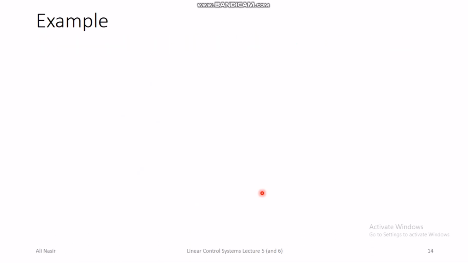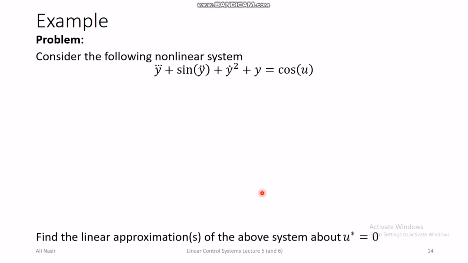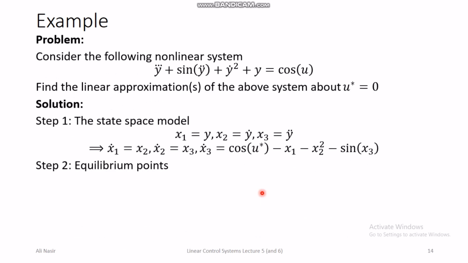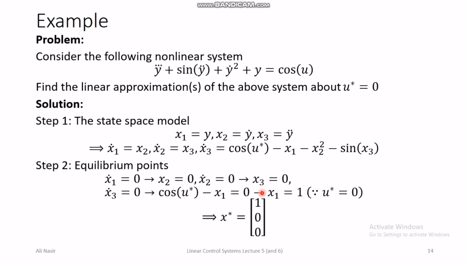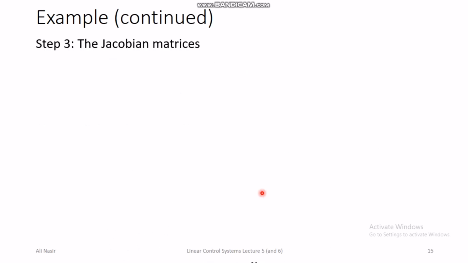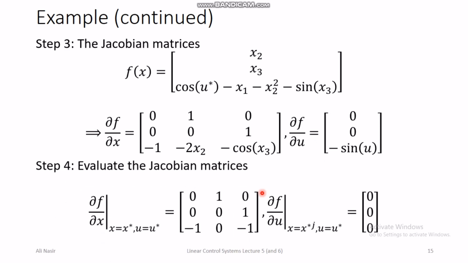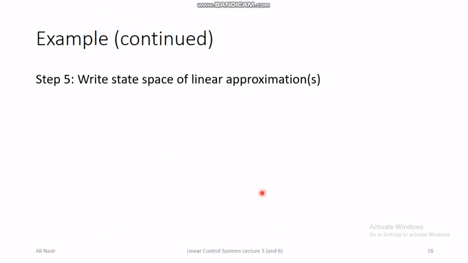And then we looked at another example of a third order system. We converted it into state space. We found its equilibrium point, which was 1 0 0. We calculated the Jacobian matrices, and then we evaluated the Jacobians at the equilibrium point, and then we wrote down the final state space.